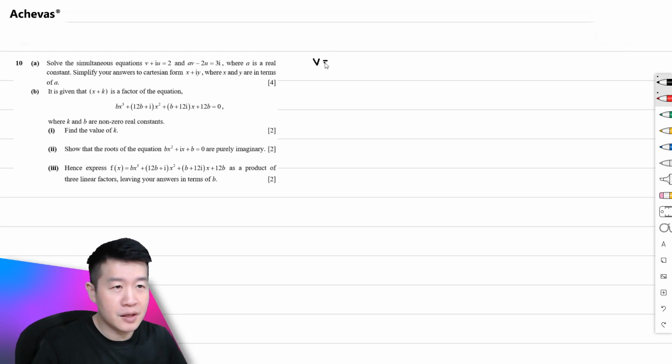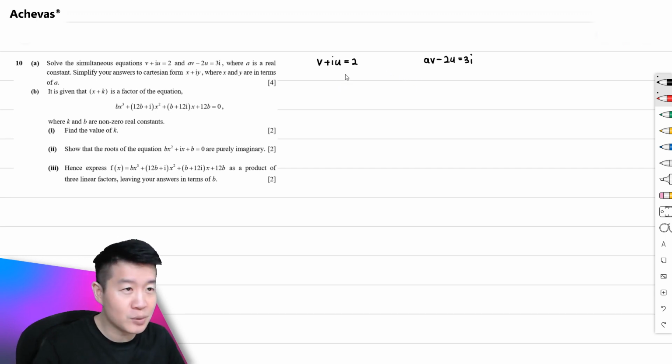We have V. Let me write it down. So V plus iU is equal to 2, and the other equation is aV minus 2U is equal to 3i. I'm going to solve this pair of simultaneous equations using secondary school's elimination and substitution.